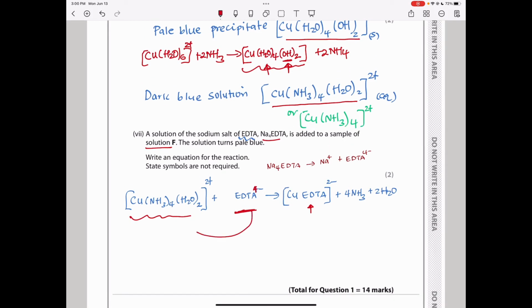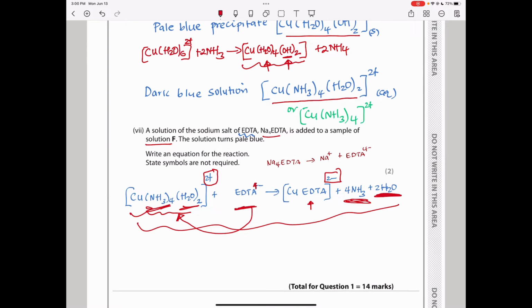This one here comes and kicks out all of these because it's a hexadentate. However, due to the negative 4 charge, it is going to neutralize 2 of these, leaving a -2 on the outside, and therefore we will have this kind of equation going on. The ammonias that are inside here are going to be released out, and the 2 water ligands are going to be released out as water molecules. This brings us to the end of question 1, so we'll go straight to question 2.